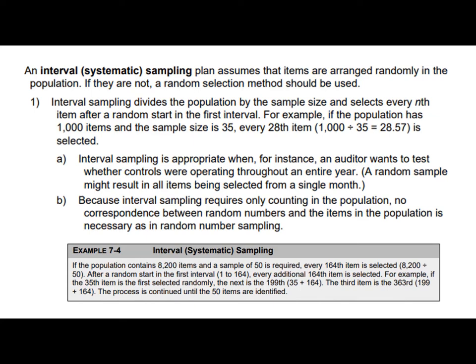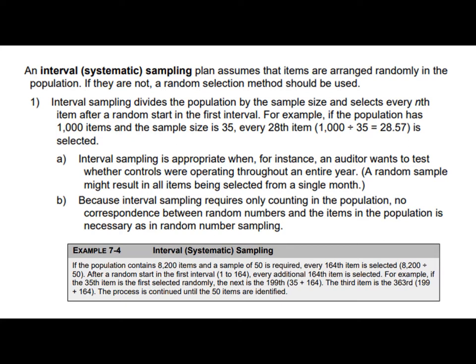But if the items are arranged in a particular order, then that method may not be the right method to pick the random sample. It is not the situation to apply interval sampling, because in that case it is already arranged and it is difficult to break that arrangement. So this method may not be the most appropriate method. That's probably the answer that I can give you.